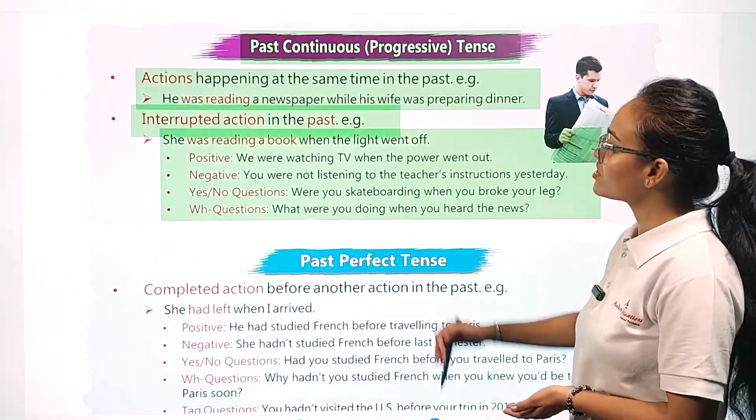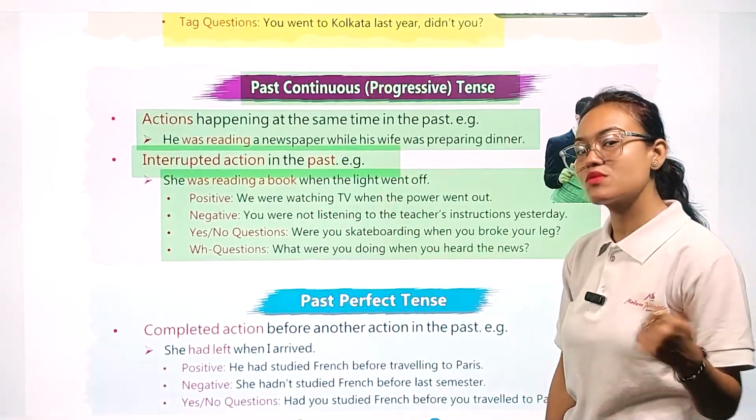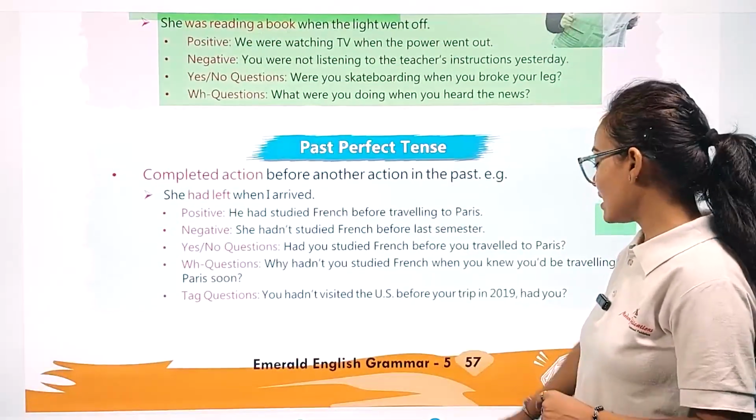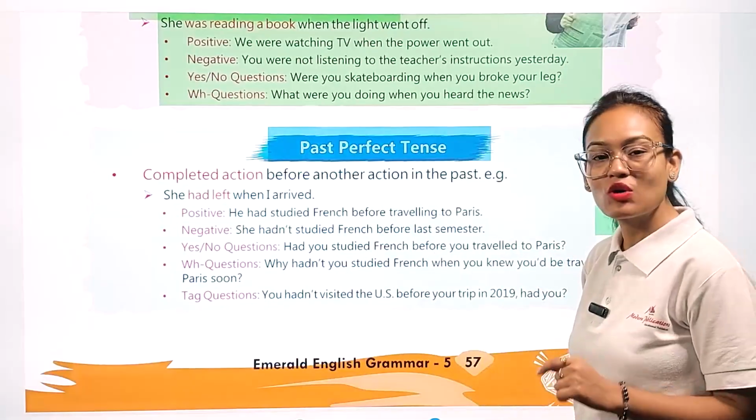Okay, so you all have seen, my dear student, in all these cases in what way we are going to use our past continuous or past progressive tense. Okay, now the past perfect tense. Another category of past tense is past perfect tense. What is the meaning of past perfect tense?